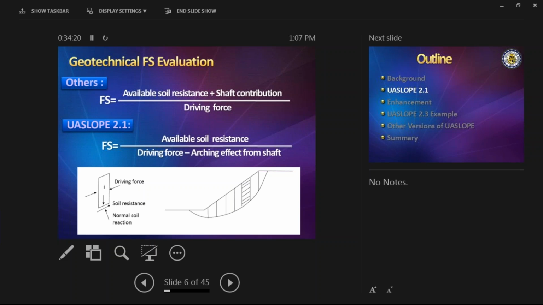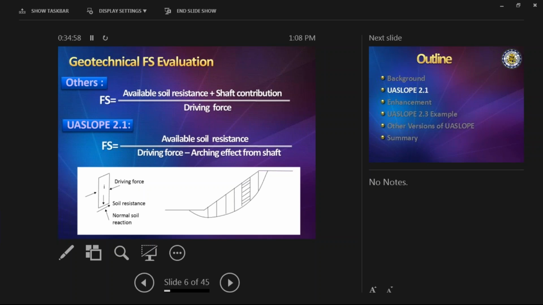So in the traditional approach, most people consider the drill shaft as a structural element to contribute to the resistance. So you can see we add whatever the resistance that one can attribute to the drill shaft to the resistance side. Therefore, the factor of safety of that slope reinforced with the drill shaft will be increased because we have additional strength or resistance to the sliding coming from the drill shaft.